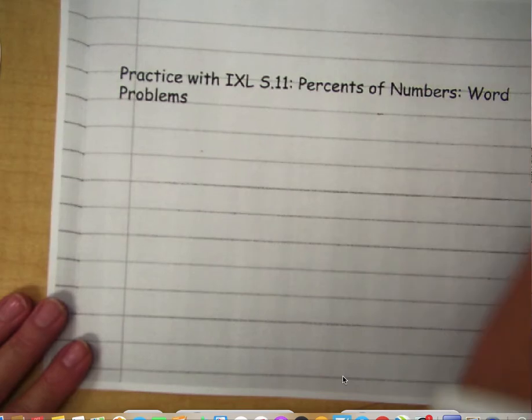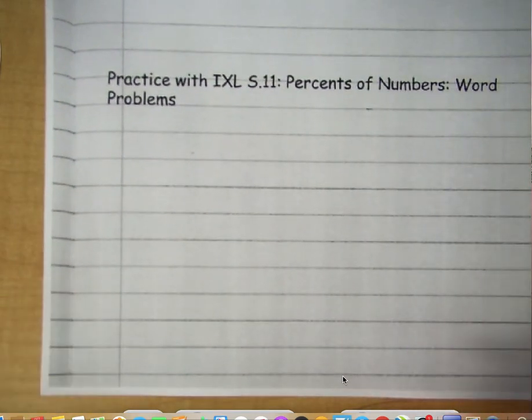So go ahead, if you would, please work on IXL S11 percents of numbers. This has to do with word problems.